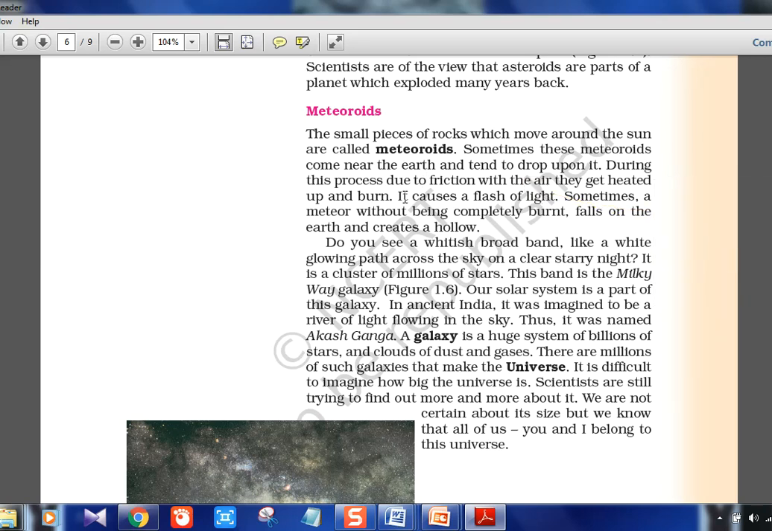It causes a flash of light. Sometimes a meteor, without being completely burnt, falls on the earth and creates a hollow. In movies and all you would have seen that. So that is meteoroid, meteor, and meteorite. Then a galaxy is a huge system of billions of stars. Like a constellation we had, the smaller thing with patterns, a galaxy is a very huge one. The Milky Way is a galaxy, and our Earth, or the solar system, is inside the Milky Way.